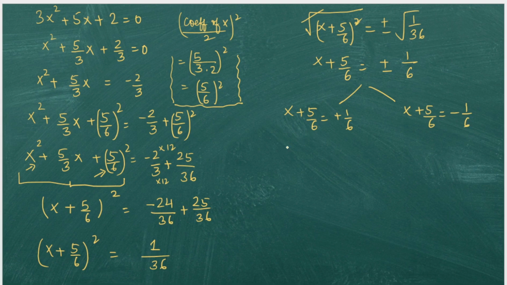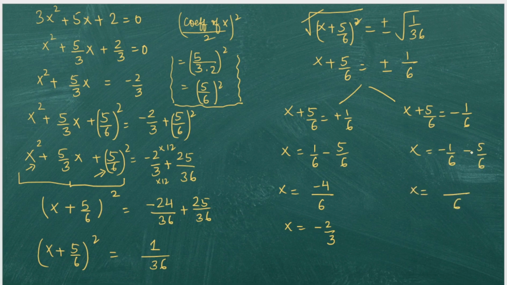Shifting this 5 over 6 to that side, I will get x equals 1 over 6. This plus would become minus, so minus 5 over 6. 6 is the common denominator. 1 added to negative 5 is negative 4. So x comes out to be negative 2 over 3. On this side, x comes out to be negative 1 over 6, and it will give me negative 5 over 6. So x is equal to, 6 common denominator, negative 1 added to negative 5 will give me negative 6. So x comes out to be negative 1.